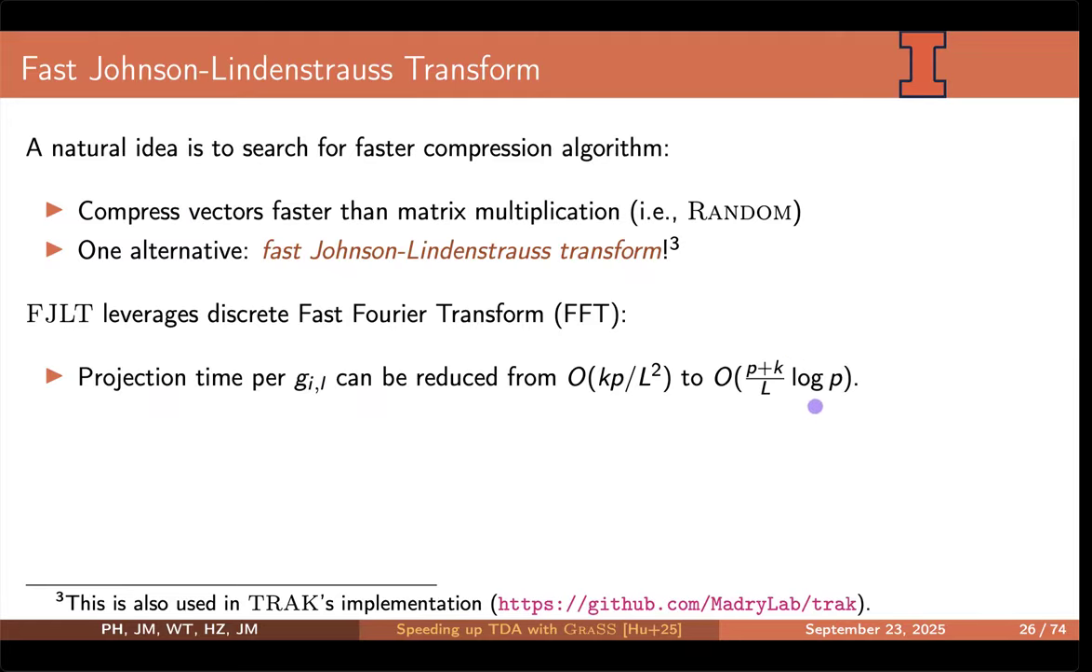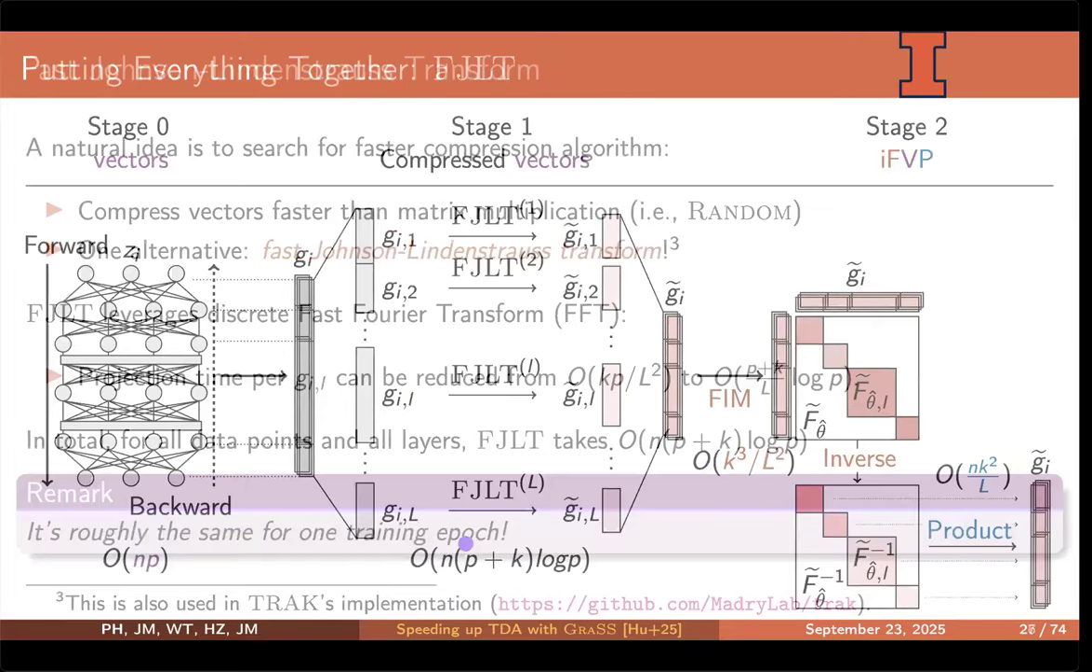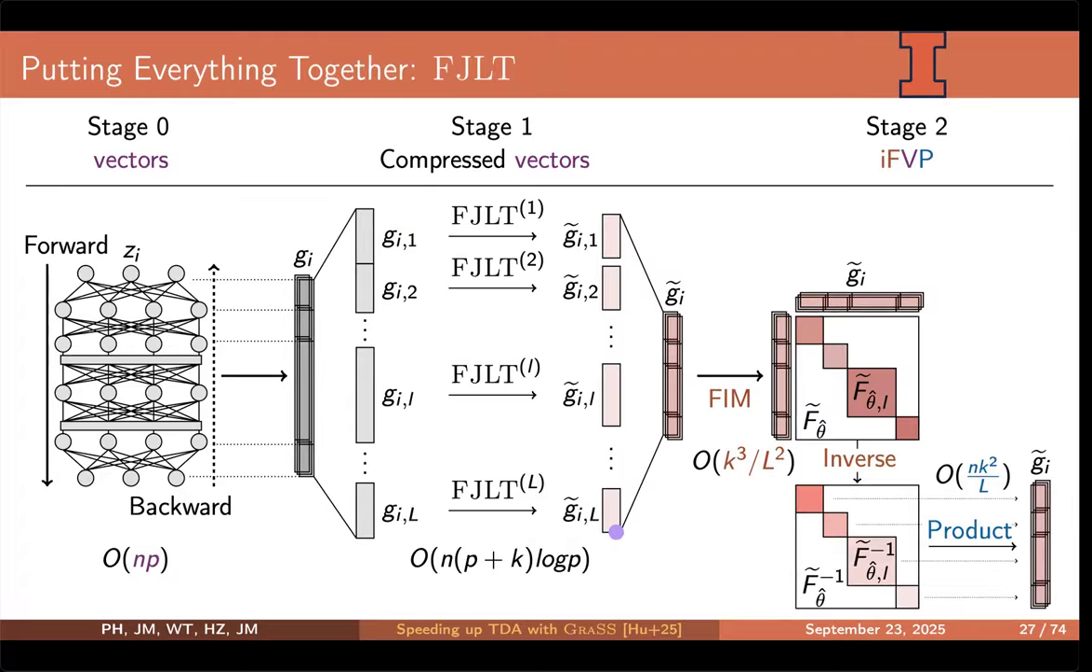If you do not care about the log factor, and you think about K being much smaller than P, then this is basically P over L. So in total, for all data points and all layers, this will take roughly O(nP), which is roughly the same as one training epoch. I won't go into detail on how to implement FJLT because that's beyond the scope, but you should know this is the previous state of the art before our work. So this is roughly an additional training epoch of overhead. In total, it looks something like this.